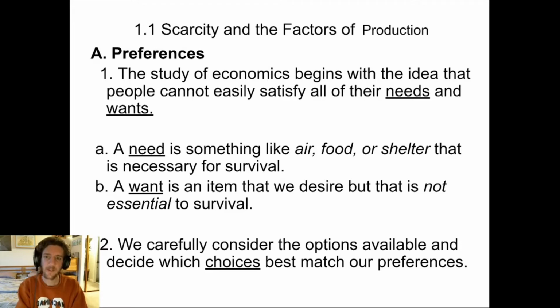How people make these decisions are based on their preferences. Study of econ begins with the idea that people cannot easily satisfy all of their needs and wants. So a need is something necessary like air, food, or shelter that you need to survive. A want is an item that we desire but is not essential to survival. We carefully consider the options available and decide which choices best match our preferences when it comes to satisfying our wants and needs. Preferences are very similar to maximizing utility, right? This idea that everybody's going to choose to do that in a different way.